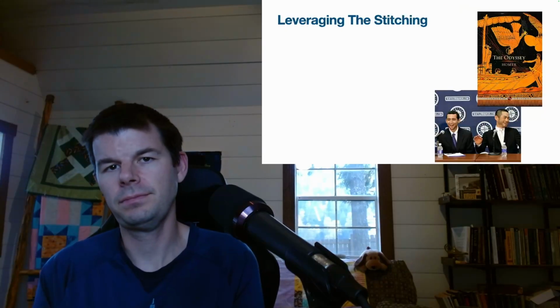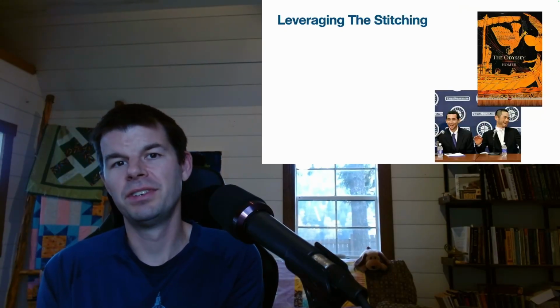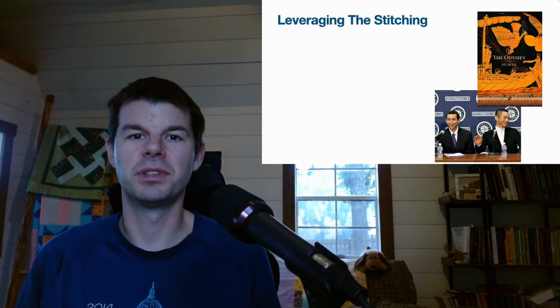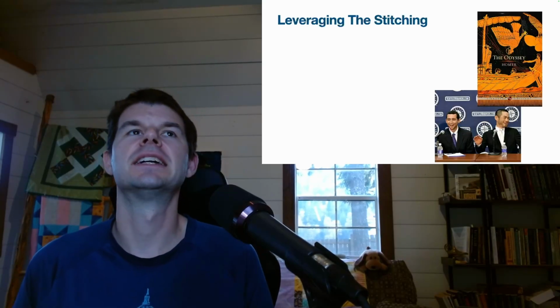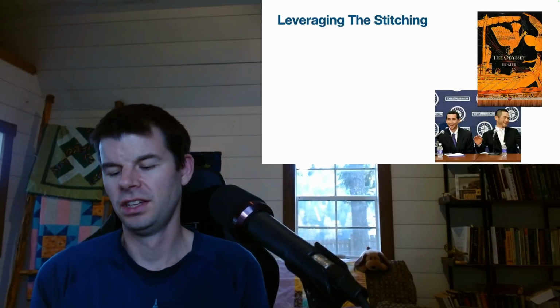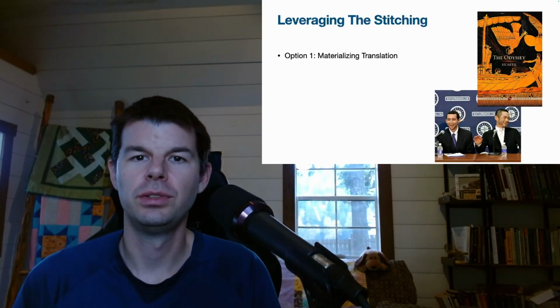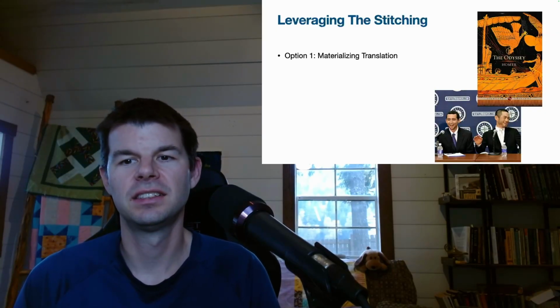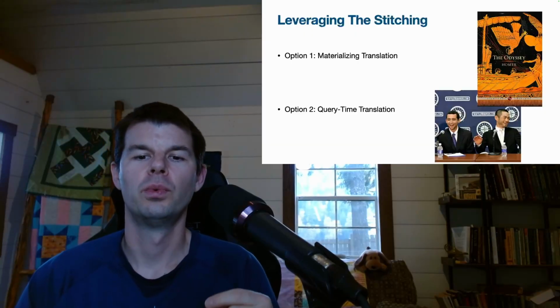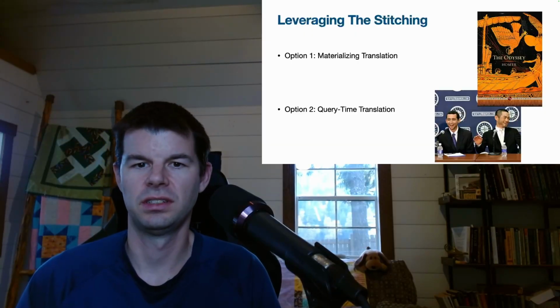Okay, so once we have the triples that we want to use to stitch them together, that doesn't do anything unless we're leveraging those connections. So what is it to leverage stitching files? There are really two directions here. We can either materialize the translation or we can do a query time translation.